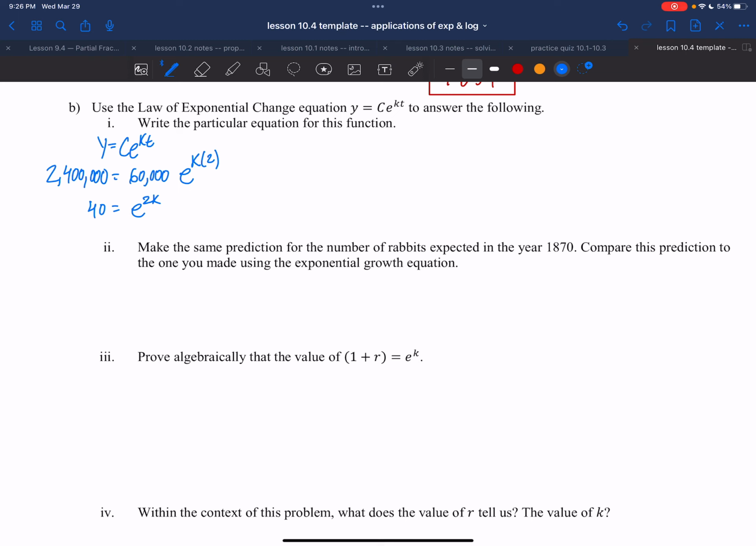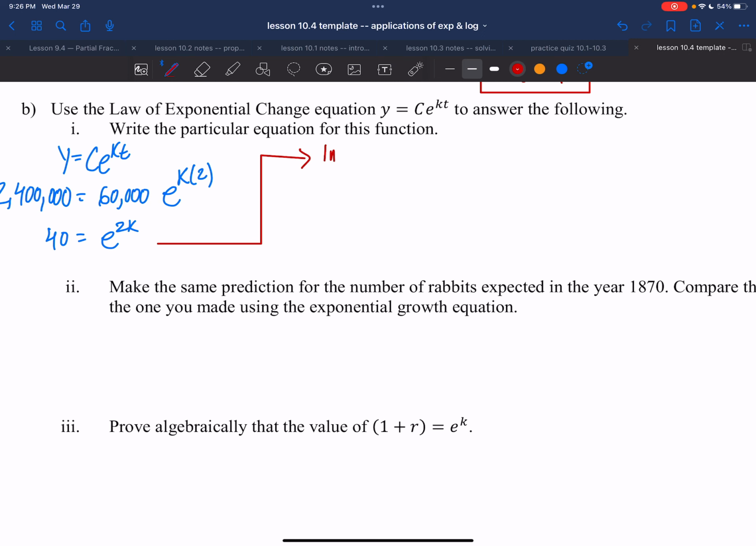And if you like, convert again, right? Let's just convert to log. Or you can take the natural log of both sides. Let me demonstrate that again, okay? I'll take natural log of 40 equals natural log of e to the 2k, which means natural log of 40 equals 2k natural log of e, but that's just 1. So natural log of 40 equals 2k, therefore k equals 1/2 times natural log 40.